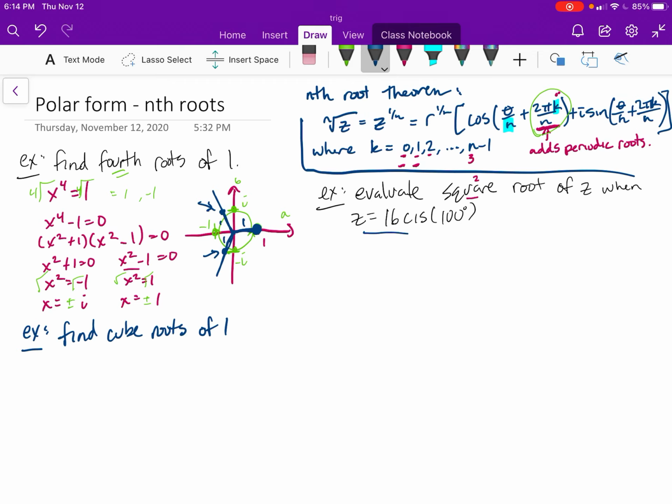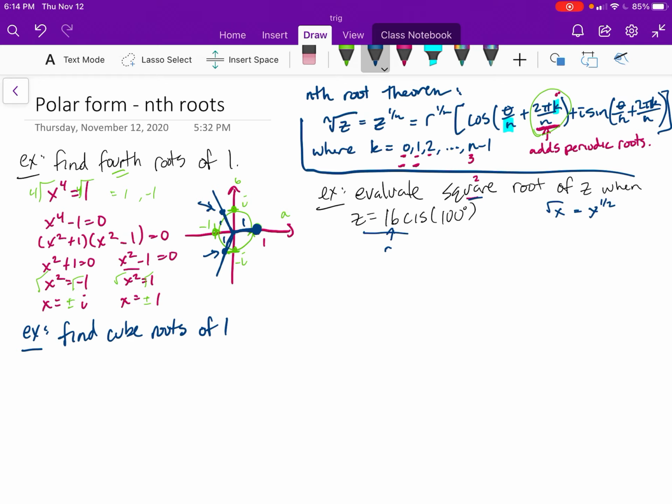All right, the formula says to take your R, this is still R, right? And I need to do the square root because that's what I'm taking. I'm taking the square root. Square root is the same as saying to the 1/2 power.